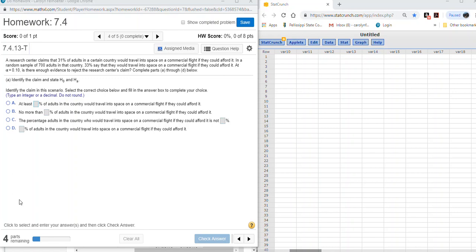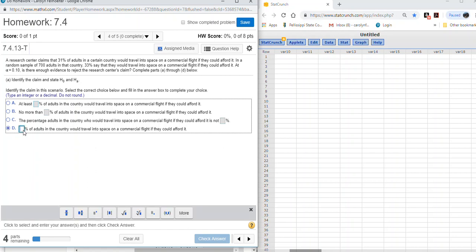We are asked to identify the claim and then state the null and the alternative hypothesis. So it looks like the claim up here is that 31% of adults would fly into space, and that is our claim. So it looks like that's going to be option C. No, that says "is not." So this would be part D. So it would be 31% would travel into space.